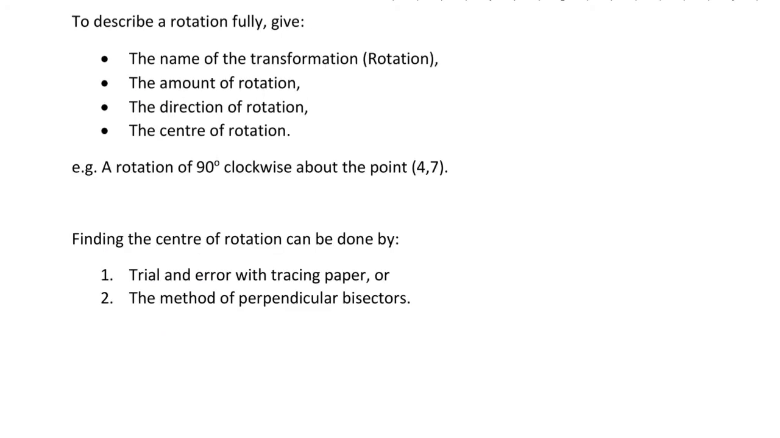Now, to describe a rotation fully, what we need to do is give the name of the transformation, so in this case it would be rotation, the amount of rotation, so that's really the angle that we're thinking about, the direction of the rotation, so that's clockwise or anti-clockwise, and then the centre of rotation. So for instance, we could have an example of 90 degrees rotation, clockwise about the point 4, 7. Again, we wouldn't really need the rotation direction if we had an angle of 180 degrees.